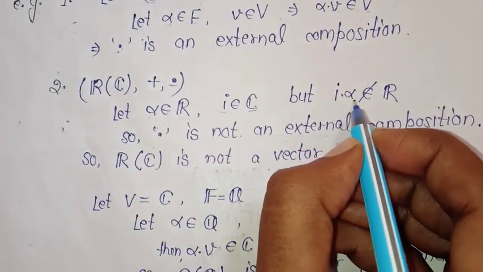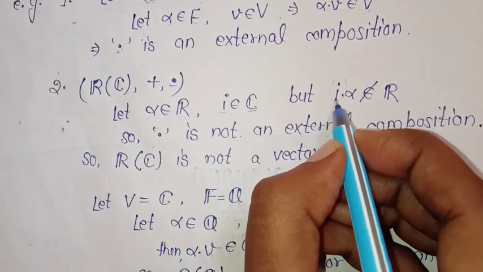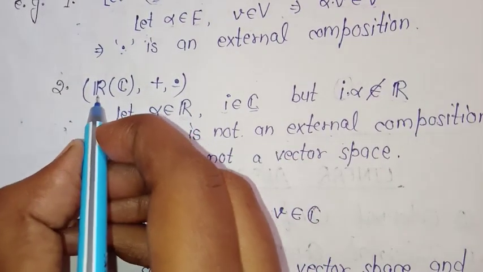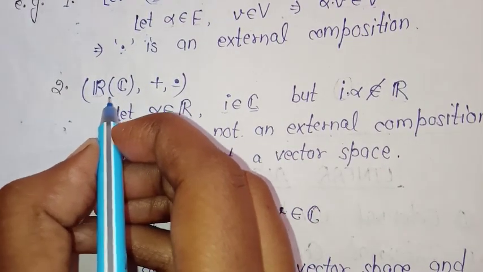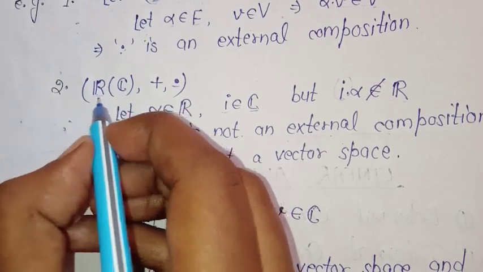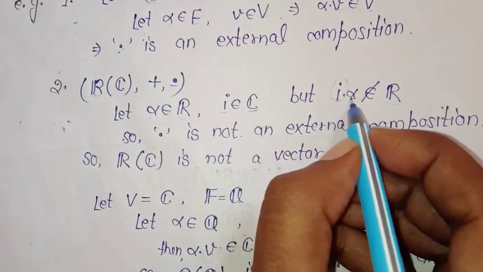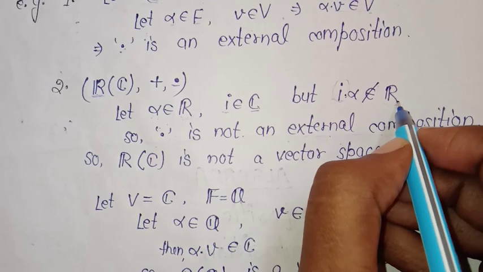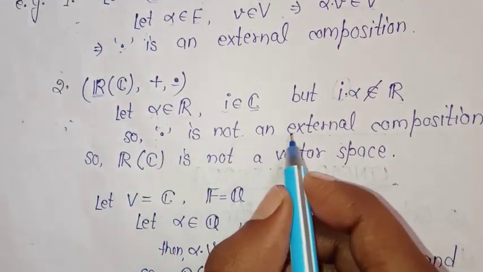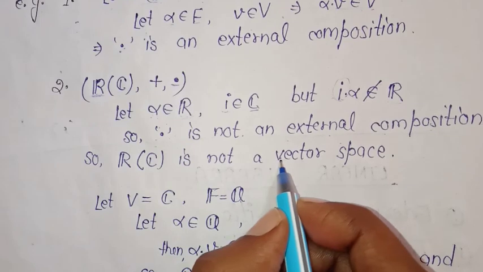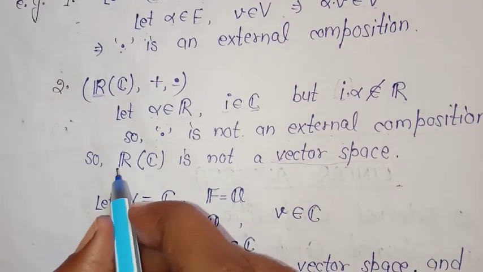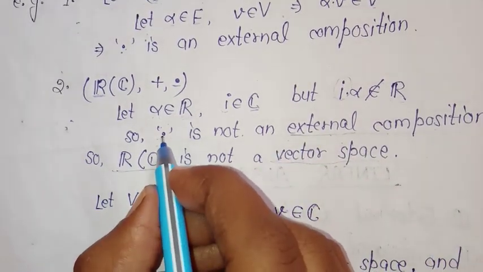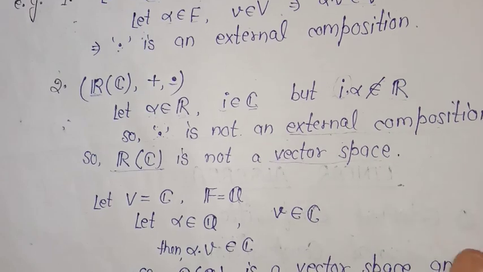i dot alpha. But we know that this is an imaginary component. Iota is an imaginary component that never belongs to the set of real numbers. For the external composition, the product should always belong to the external set over which we are defining it. So this is not belonging to the external set, that's why this dot is not an external composition. We will discuss the concept of vector space, and then I will tell you that this is not forming a vector space because this is not an external composition.